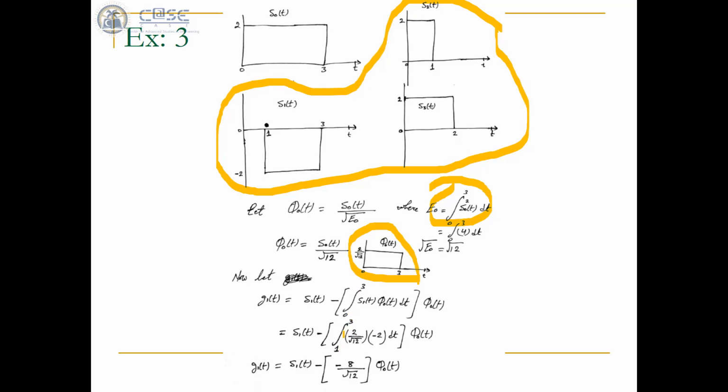So effectively 1 till 3 will have some values to be solved under the multiplication product of these 2 functions, right? So for the remaining time period of 1 till 3, S1 of t is this function minus 2, and here it is written minus 2, and phi naught of t is 2 over under root 12. Here it is written, right? So all you have to do is to solve this equation.